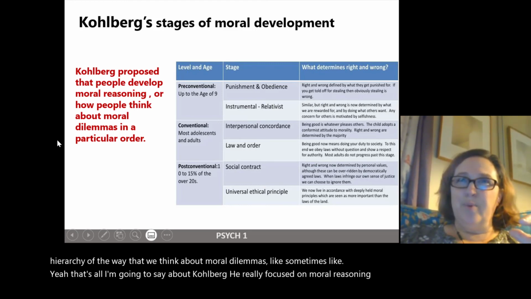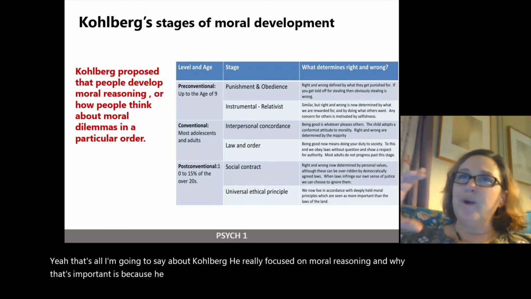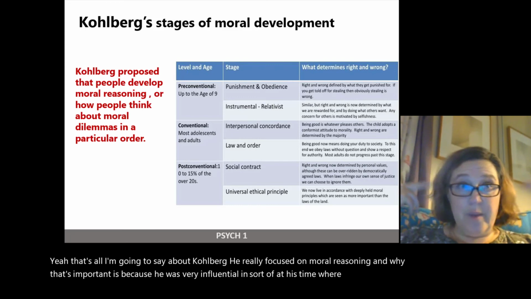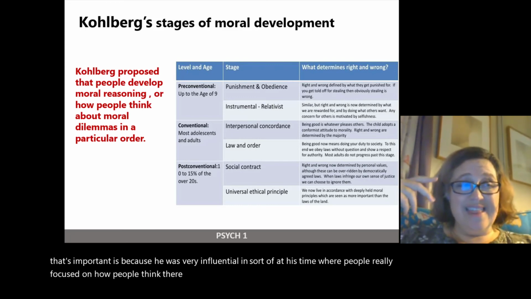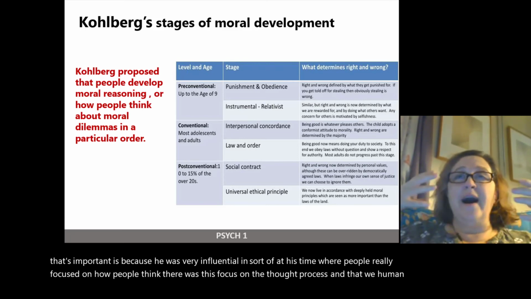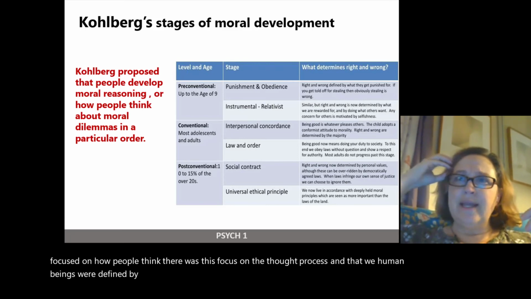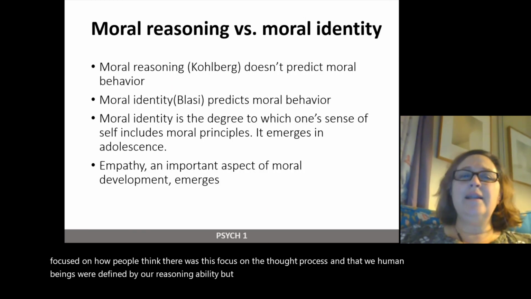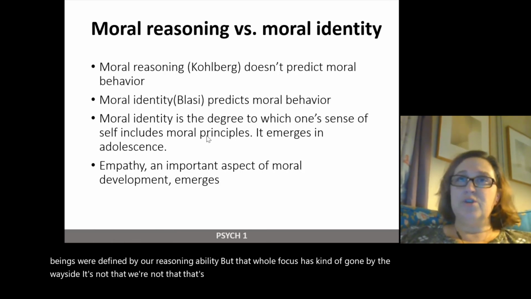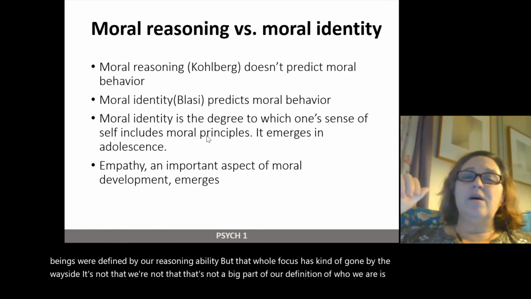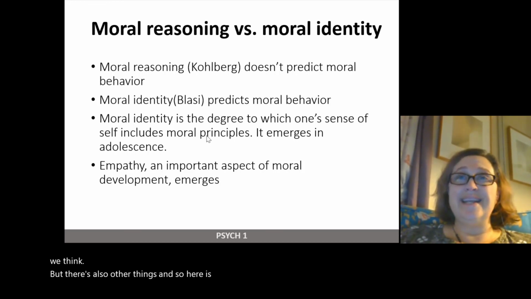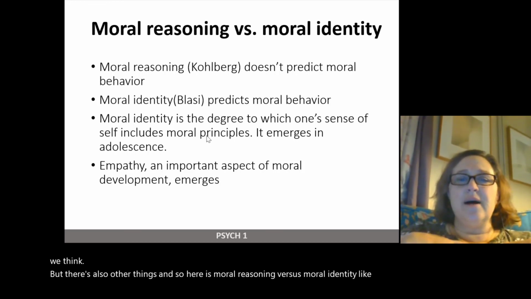And why that's important is because he was very influential at his time, when people really focused on how people think. There was this focus on the thought process, and that we human beings were defined by our reasoning ability. But that whole focus has kind of gone by the wayside. It's not that how we think isn't a big part of our definition of who we are, but there are also other things. And so here's moral reasoning versus moral identity, like how we feel about ourselves.